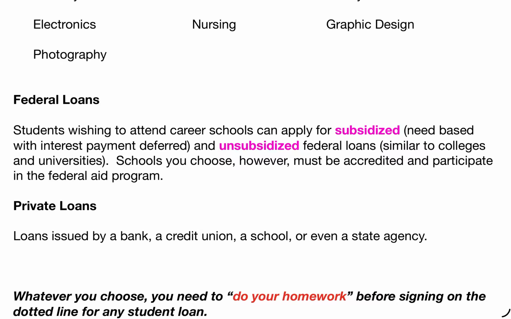For federal loans, there are essentially two different types of loans. There are what's called subsidized loans, and then the other is the unsubsidized. The main difference between those two is that a subsidized loan has to be based on need to qualify for it, and interest payments are deferred until after graduation, actually 6 months after graduation. For unsubsidized federal loans, interest will accrue, and it has nothing to do with need. So more people will qualify for unsubsidized loans.